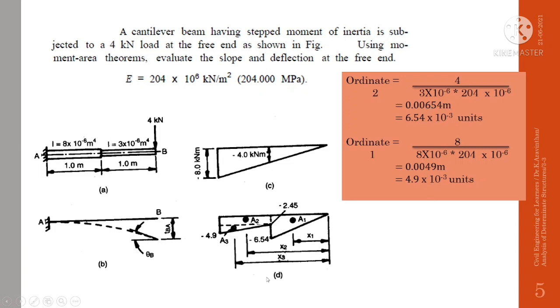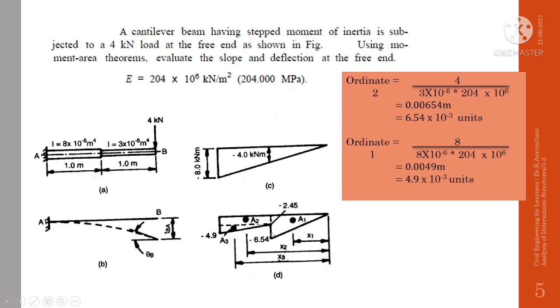0.00654 meter, and you can see that this is minus 6.54. And for the area covered between the point A and the center of the span, you got the total bending moment as 8. So let us apply 8 by EI here, where E will be 204 into 10 power 6 and I will be 8 into 10 power minus 6 between this area. If you divide this, you will be getting the ordinate at A as 4.9 into 10 power minus 3 units. Hence the moment is being reduced and it is taken as 4.9.